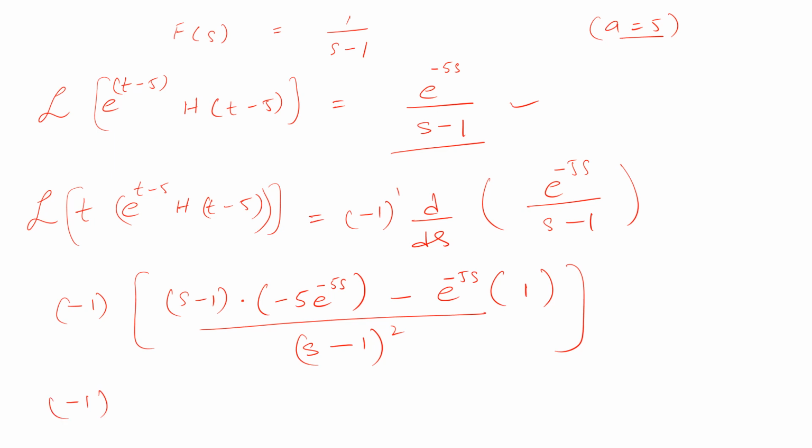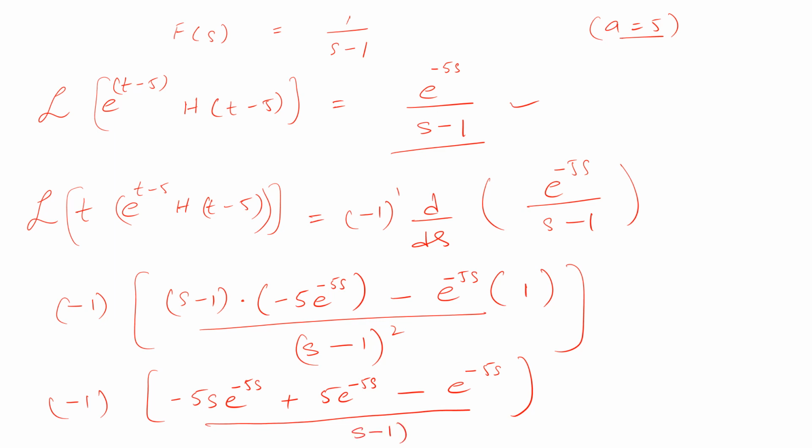So now what we will get is minus 5s e raised to the power negative 5s plus 5 e to the power negative 5s minus e to the power negative 5s, divided by s minus 1 whole squared. Now this 5 minus 1 will be 4. So this will be negative 1 multiplied by negative 5s e to the power negative 5s plus 4 e to the power negative 5s, divided by s minus 1 whole squared.